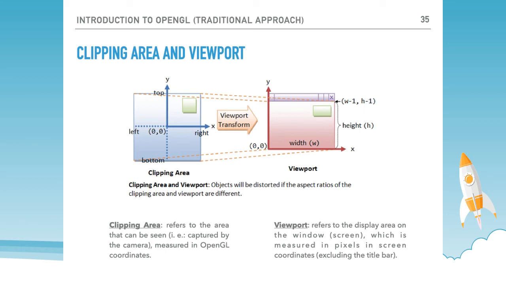Now the clipping area actually refers to the area that can be seen or can be captured by the camera, and it is measured in OpenGL coordinates. While viewport actually refers to the display area on the window or on your screen, which is measured in pixels in screen coordinates. But you have to exclude the title bar, okay?